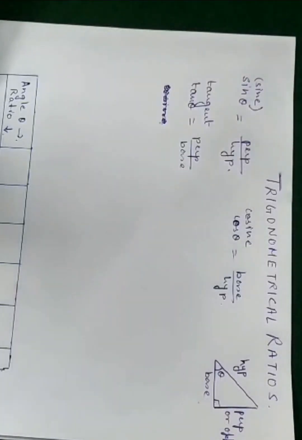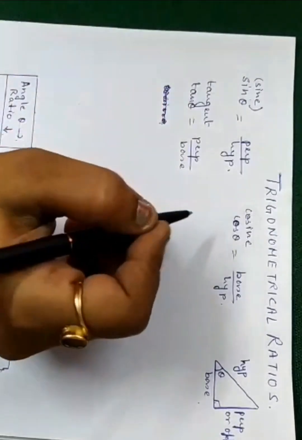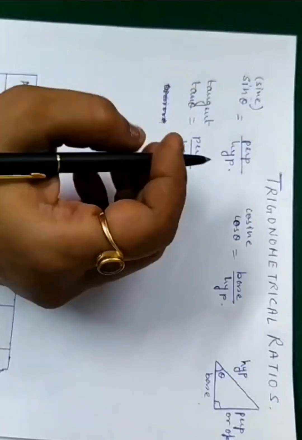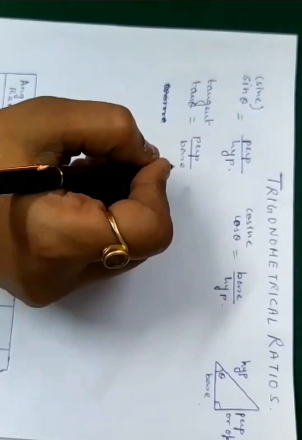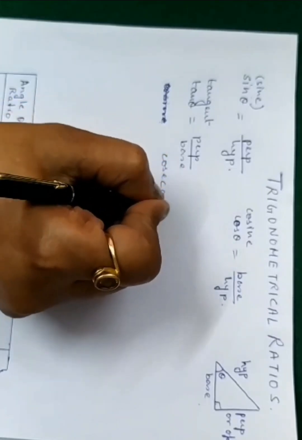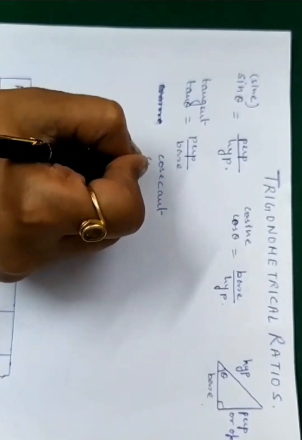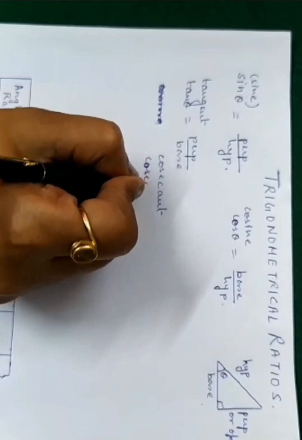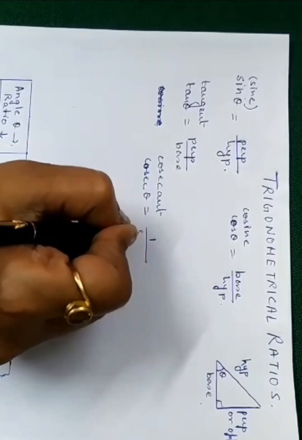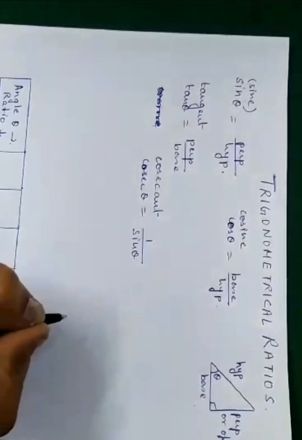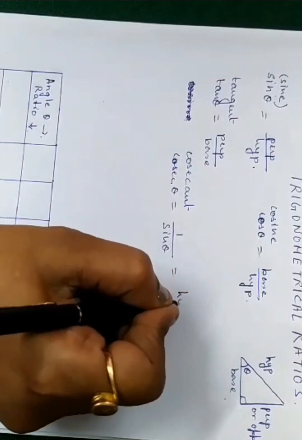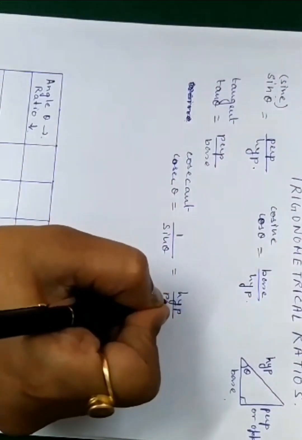Each of these trigonometrical ratios has its reciprocal. For example, for sine theta, its reciprocal is known as cosecant, whose short form is cosec. So cosec theta is equal to 1 by sine theta, which is written as hypotenuse by perpendicular.